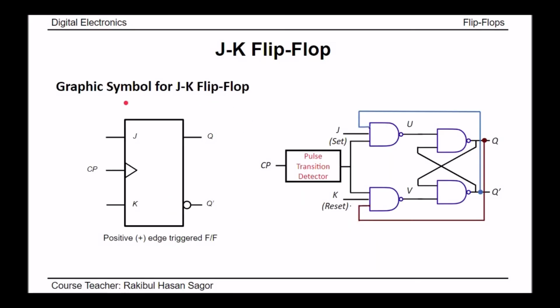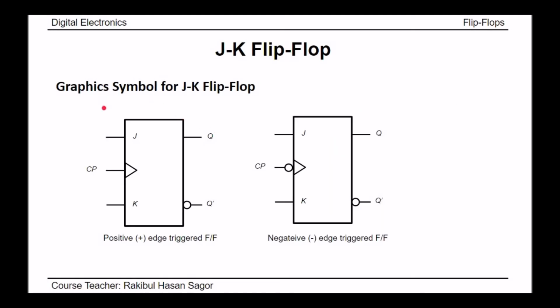Here the graphic symbol for JK flip-flop is shown. We can see J input is here, K input is here, Q output and Q prime output. There is a clock pulse input. This triangular notch signifies the edge triggering case, and this is positive edge triggered flip-flop as we do not have any bubble here. What we have inside this box? Inside this box we have this logic diagram. This complete logic diagram is inside this box.